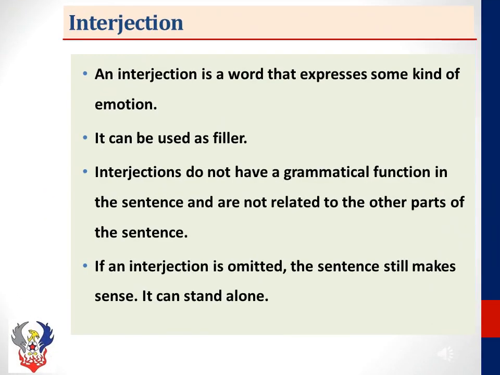Now let us learn an interesting part of speech. An interjection is a word that expresses some kind of emotion. It can be used as filler. Interjections do not have a grammatical function in the sentence, and are not related to the other parts of the sentence. If an interjection is omitted, the sentence still makes sense. It can stand alone.